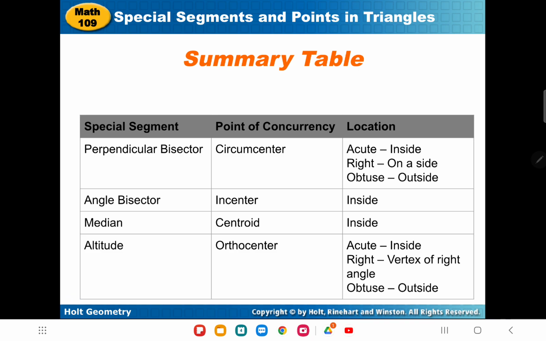In our next video, we'll look at some problems involving these special segments and the points of concurrency. See you there.